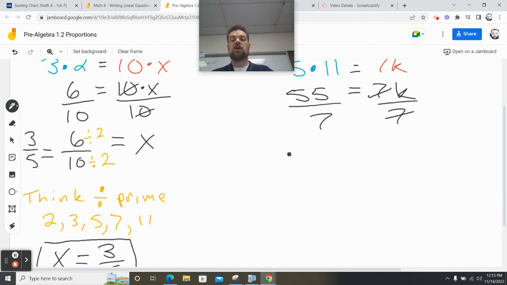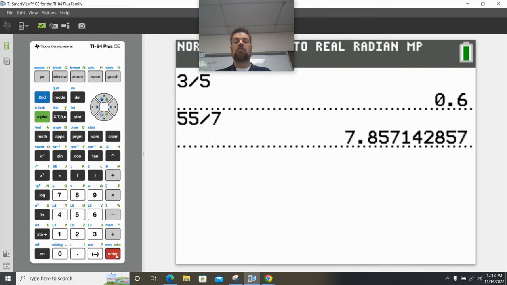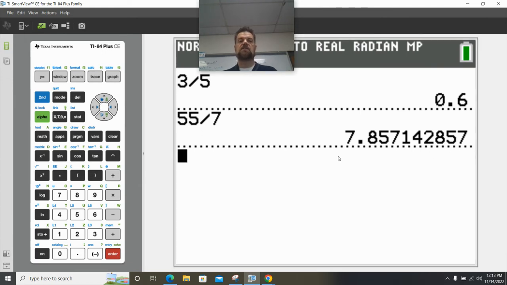So now for this one, I've got 55 divided by 7 is equal to k. Let's find out the decimal. So we're going to say 55 divided by 7, and I'm going to round up to 7.86, okay?